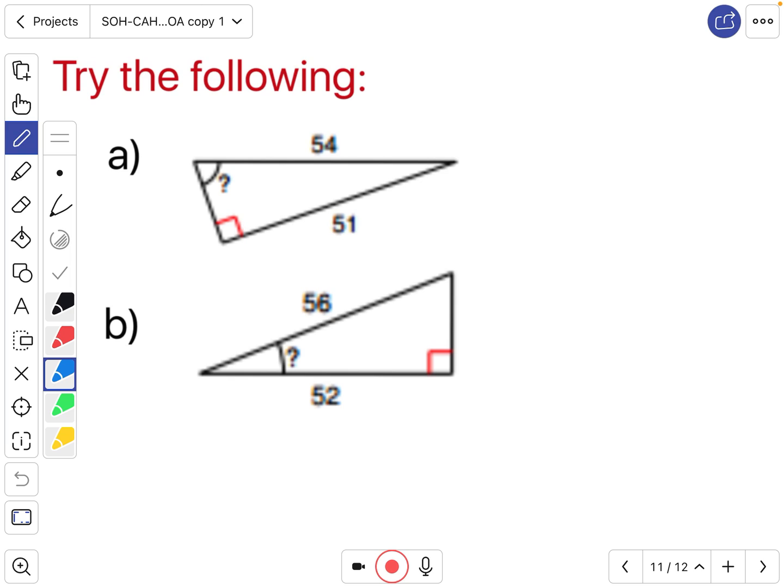Now it's your turn to see if you can find these missing angles that have the question mark there. So take a moment, pause the video, and try the best you can, and we'll go over these in a few seconds. Good luck.